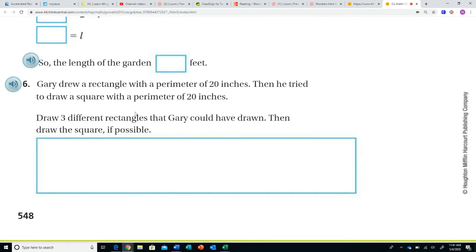Okay, question number 6. Gary drew a rectangle with a perimeter of 20. Then he tried to draw a square with a perimeter of 20. Draw 3 different rectangles that Gary could have drawn. Then draw a square if possible. All right. It's a little different.